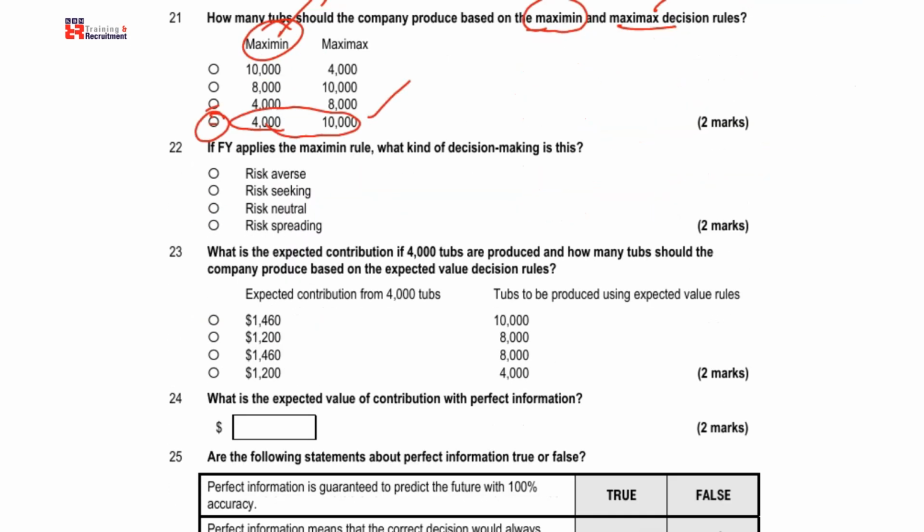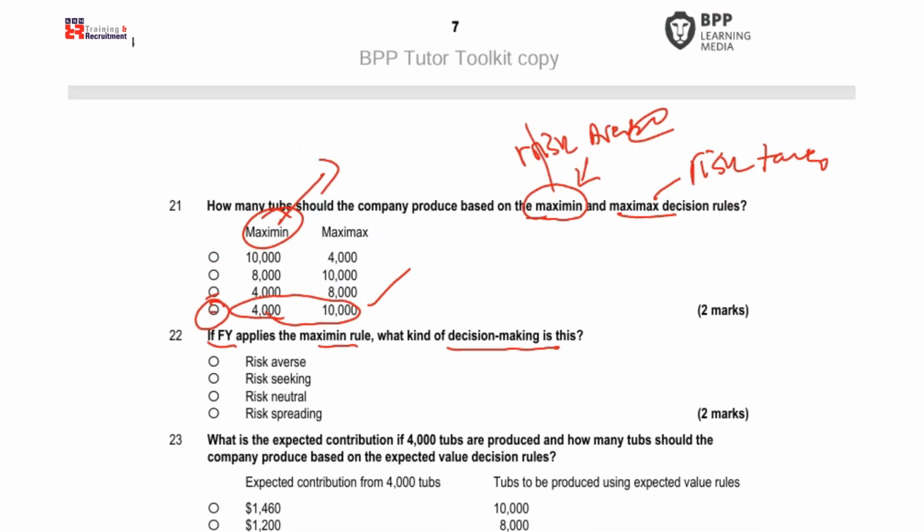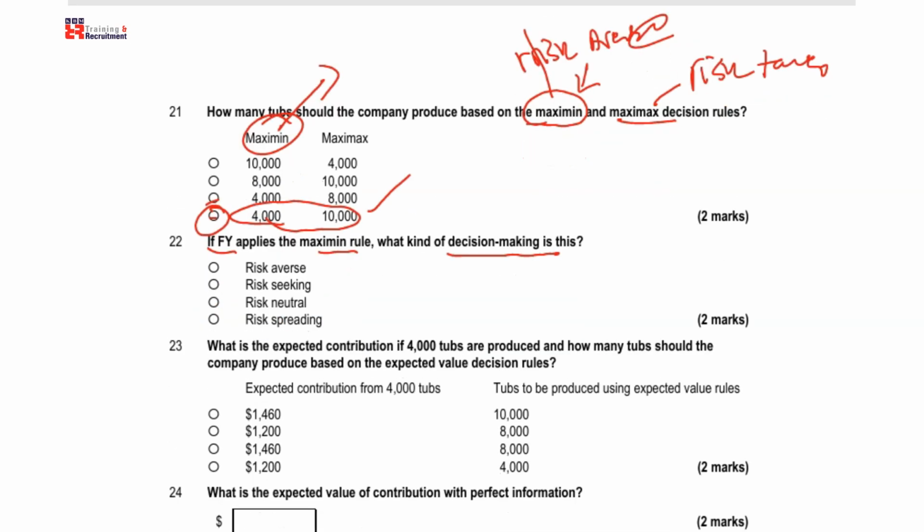22. If the company applies the Maximin rule, what kind of decision making is it? Yep, I gave you the hint. Risk averse. They'd like to take less risk. No risk.